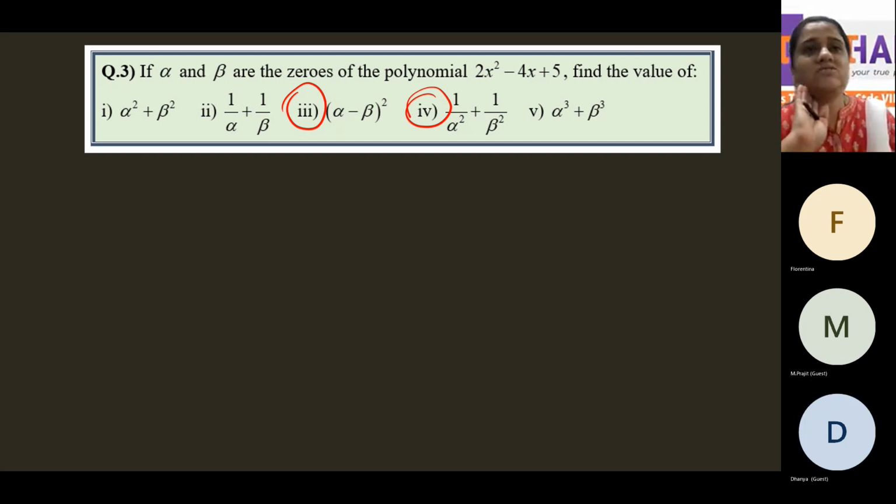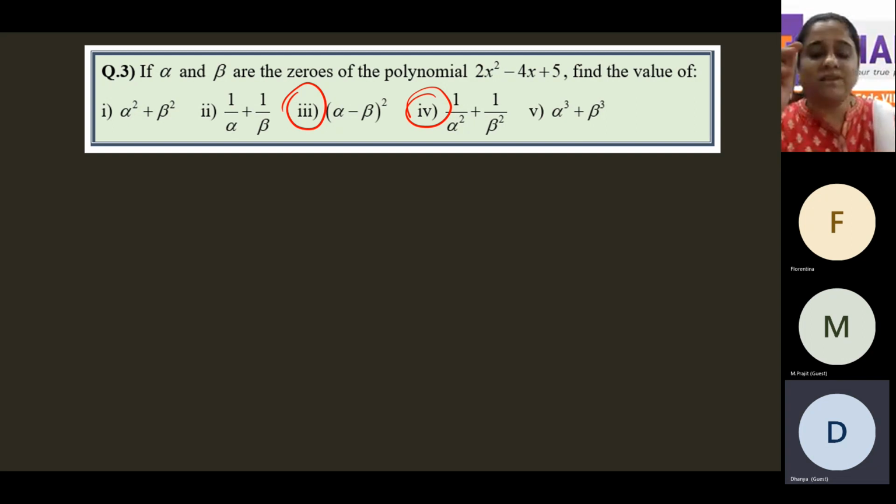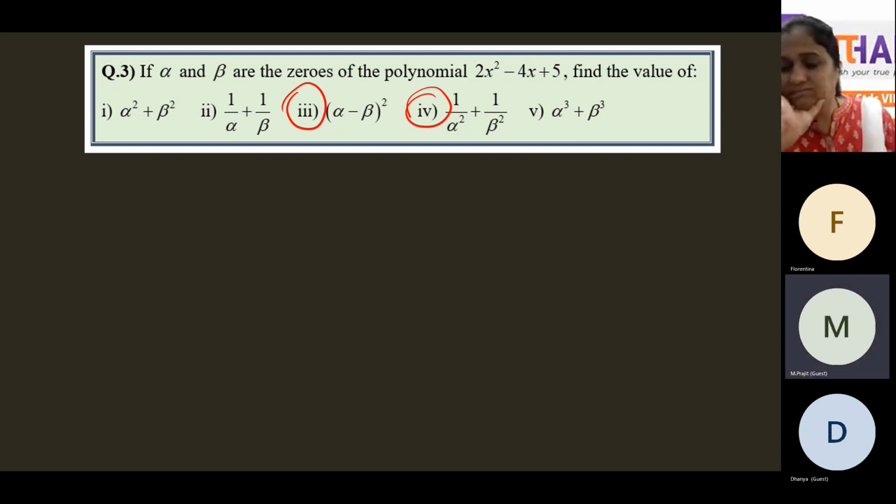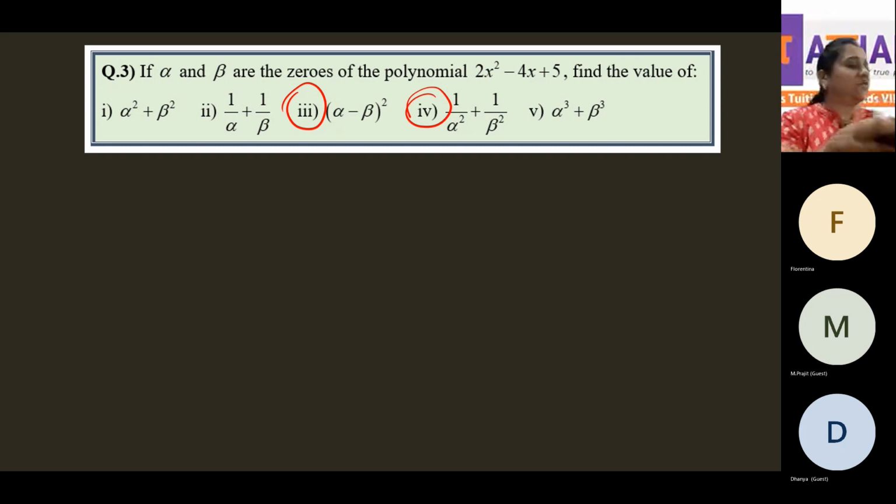Yes, ma'am. That's wrong. That's wrong. Prajit? Ma'am, I substituted the formula, but I wrote alpha square plus beta square as alpha plus beta the whole square, and I substituted the value and got -1. No, here's one student who has done it the way. How?